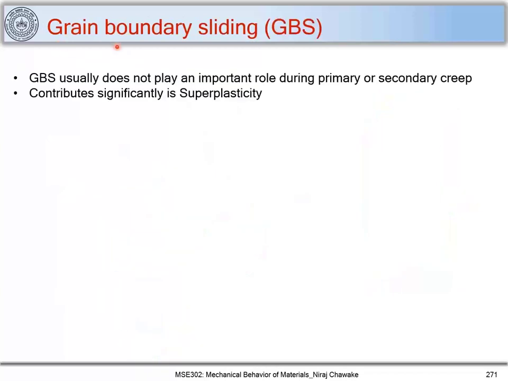Let's look at grain boundary sliding. This grain boundary sliding usually does not play an important role during primary or secondary creep, that is, stage 1 or stage 2 creep. It plays an important role in stage 3 creep, or tertiary creep. And it becomes an important deformation mechanism when we think of superplastic materials. We'll be dealing with superplasticity in our subsequent lectures. So grain boundary sliding plays an important role in superplasticity.